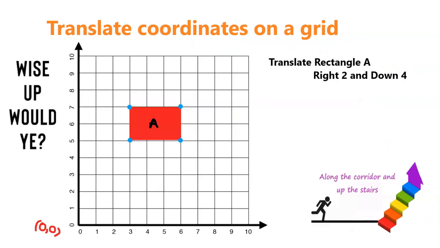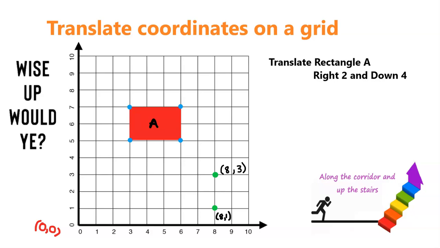This time our instruction is to translate rectangle A right 2 and down 4. The most accurate way of doing this is to move each of the vertices one at a time. Let's look at the vertex 6, 5 and we'll translate it right 2 and down 4 and we'll plot it just there at the position 8, 1. Now we'll do the same for the vertex that's at position 6, 7. We'll go right 2 and down 4 and we'll record the new translated position at 8, 3.